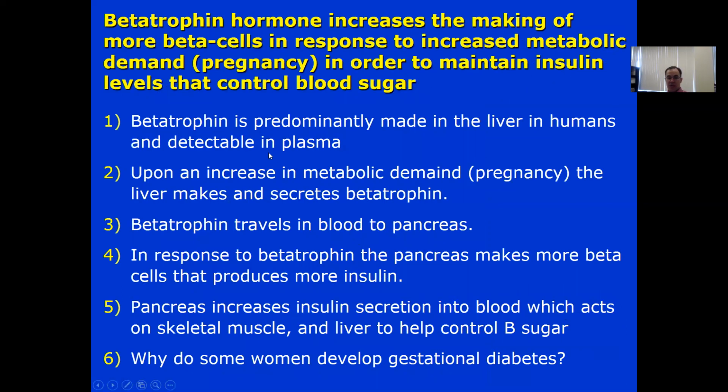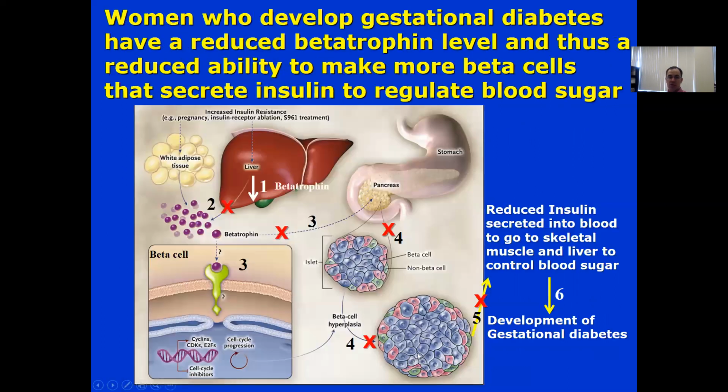However, and this is basically a summary of what we just discussed, why do some women develop gestational diabetes? Well, looking at this same slide, there are certain individuals who develop gestational diabetes. Betatrophin is not produced by the liver in response to pregnancy. And therefore, with a reduction in betatrophin, there is a reduction in the number of beta cells being made by the pancreas, and therefore fewer beta cells able to secrete insulin into the blood in response to the increased demand due to pregnancy.